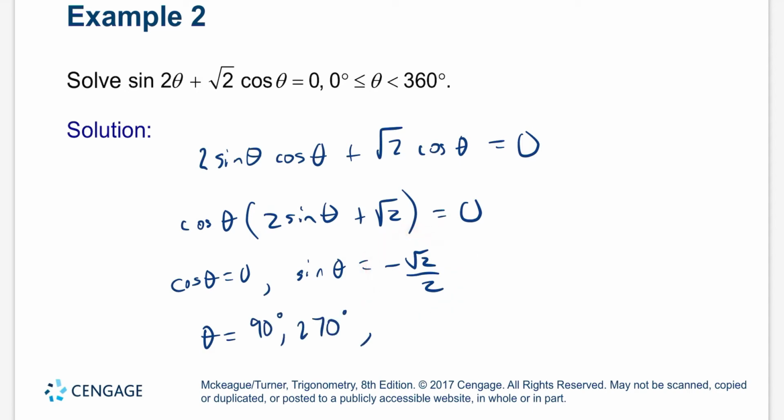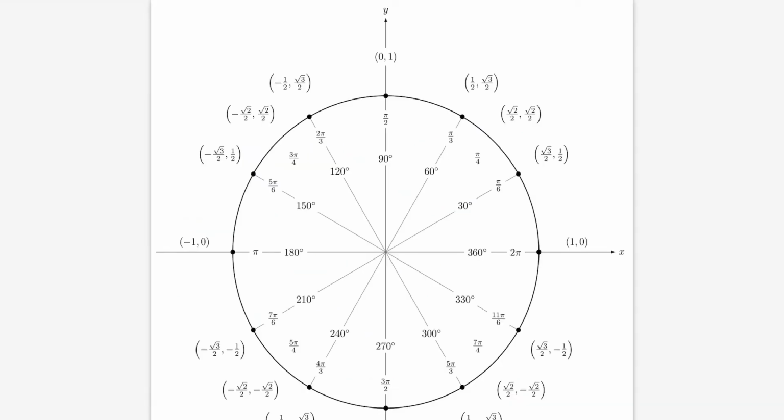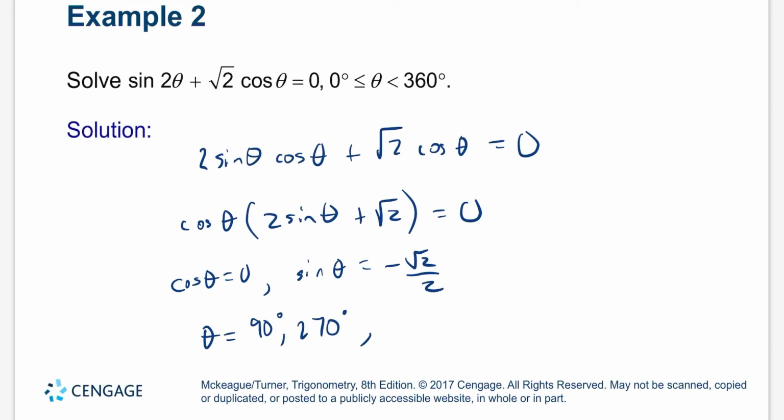And sine has a value of negative radical 2 over 2 at, what is it? Let's look at our unit circles. It would be in the 3rd and 4th quadrants here, which is 225 and 315. All right, and that would do it.